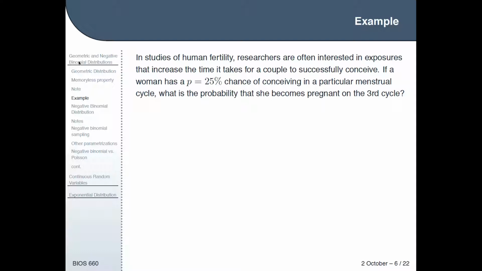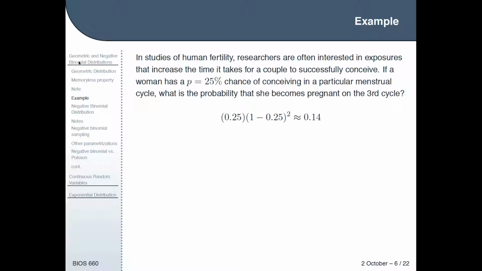But one way or another, an example of this is in some studies on human fertility. Sometimes epidemiologists are interested in what can increase or decrease the amount of time it takes for a couple to conceive. So let's say we believe the baseline probability of conception in a given month is 0.25. What would be the probability of conception in the third cycle?